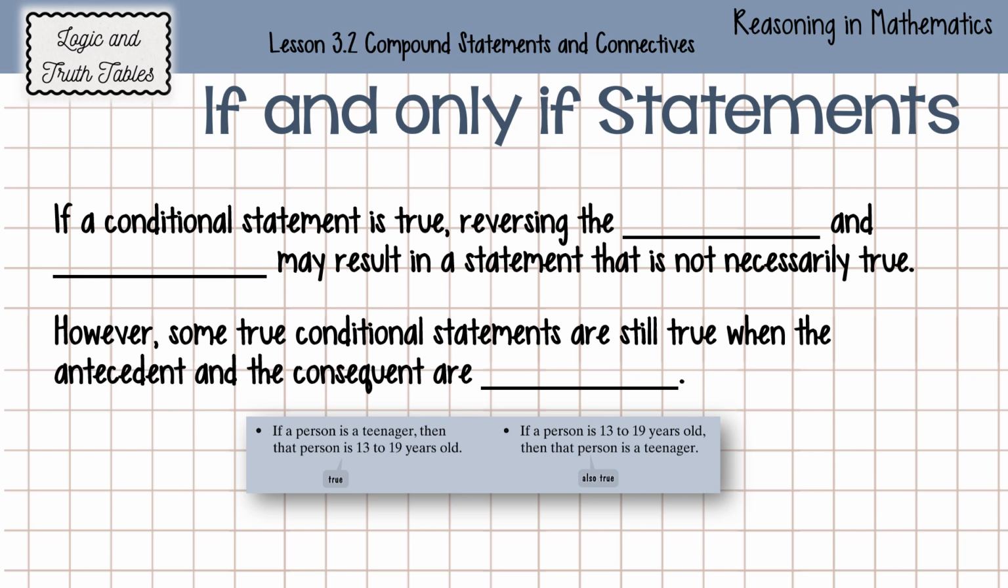If and only if statements. If a conditional statement is true, reversing the antecedent and consequent may result in a statement that's not necessarily true. However, some true conditional statements are still true when the antecedent and consequent are reversed. If a person is a teenager, then that person is 13 to 19 years old. We used this before. If a person is 13 to 19 years old, then the person is a teenager, which is also true. So the original conditional statement and its converse are both true.